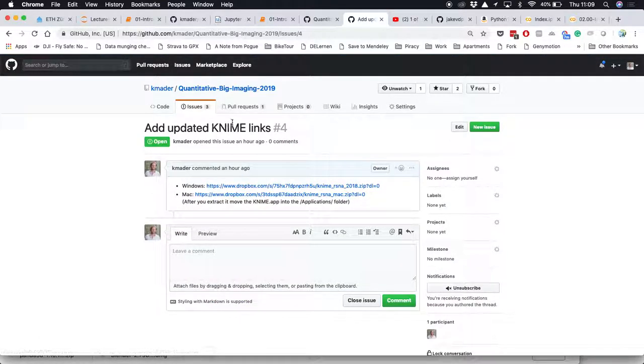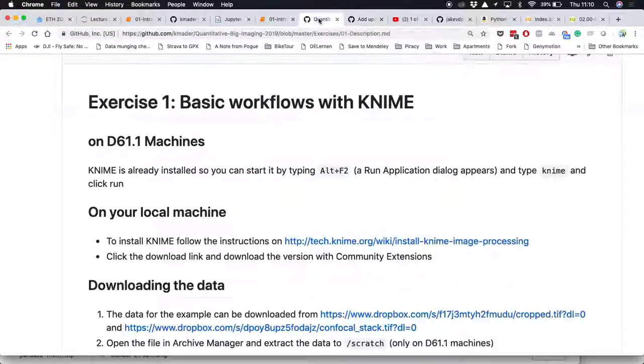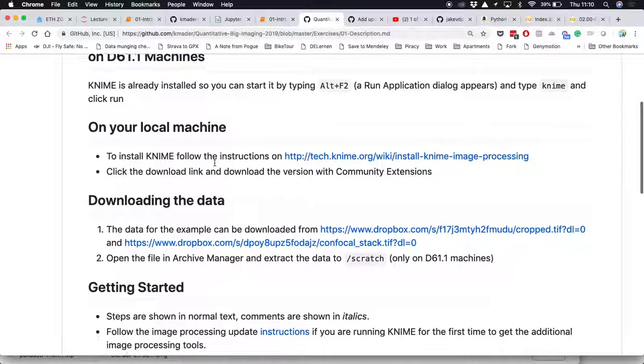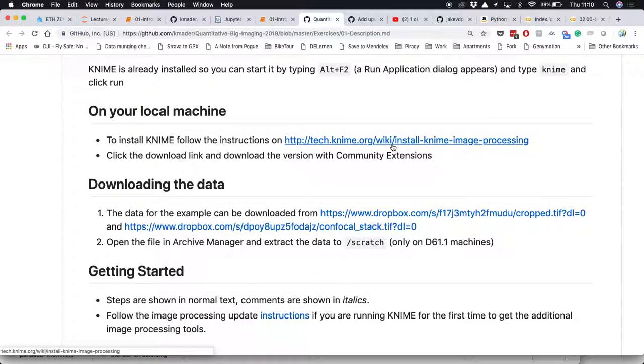And here you can, for example, click on the Add Updated KNIME Links and then see for Windows and Mac, you have this prepackaged KNIME that you can download. You can also set it up yourself by going to the KNIME website and installing, but this has everything set up with a few workflows that run and all the packages you need. It makes it a little bit easier to get started because you don't need to install all the packages first. Because if you follow the normal instructions, you'll need to make sure you have the KNIME image processing toolkits installed with the latest versions, and that can take a little while to get set up. But yeah, so you can start working.